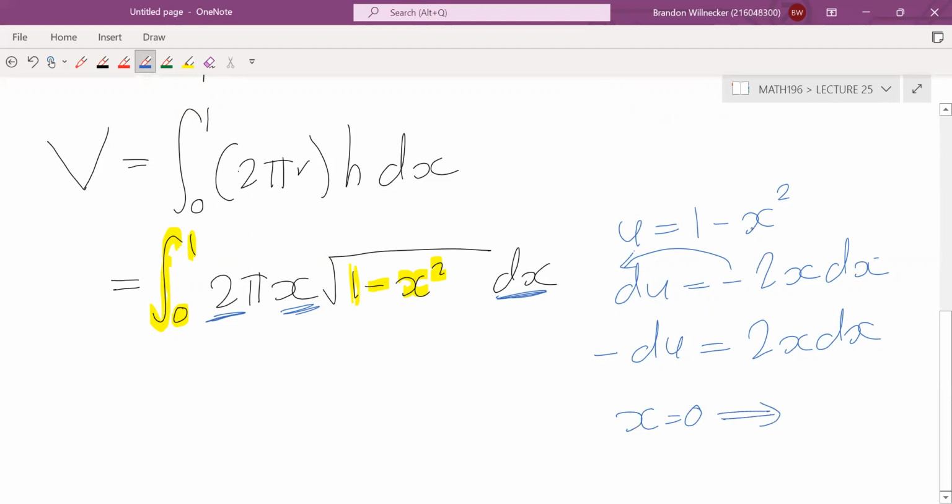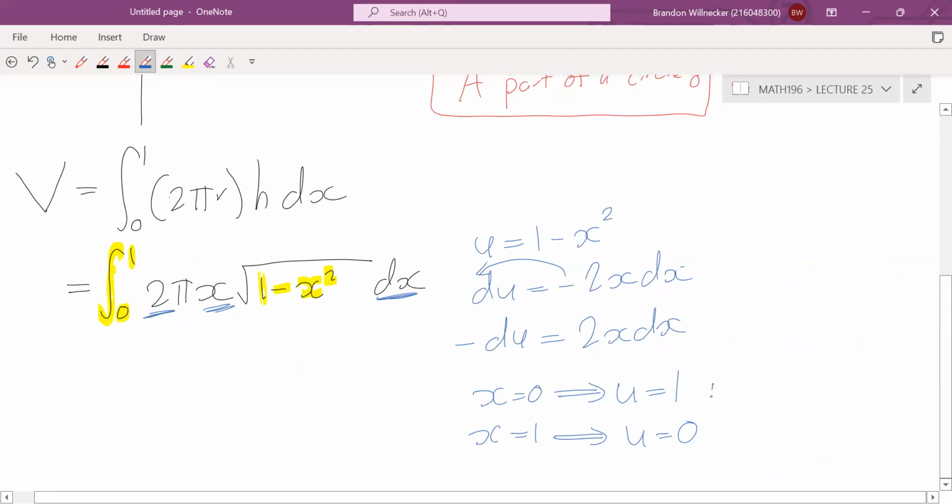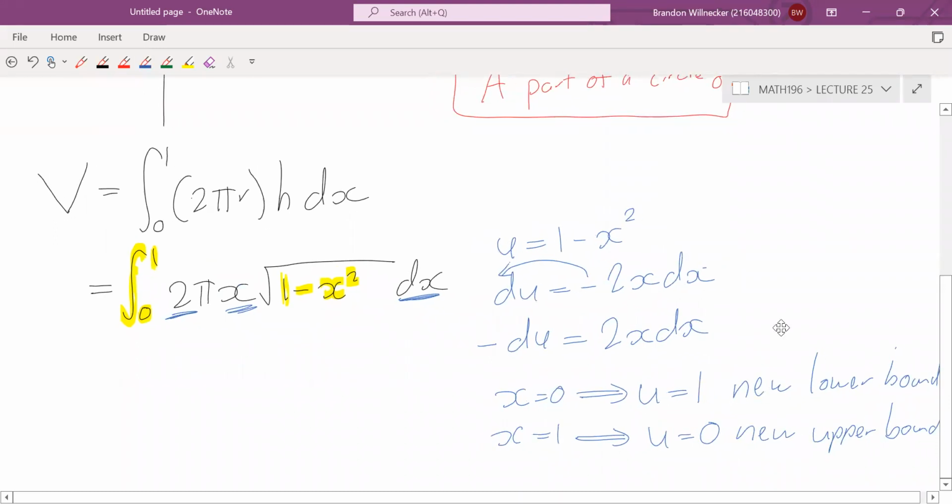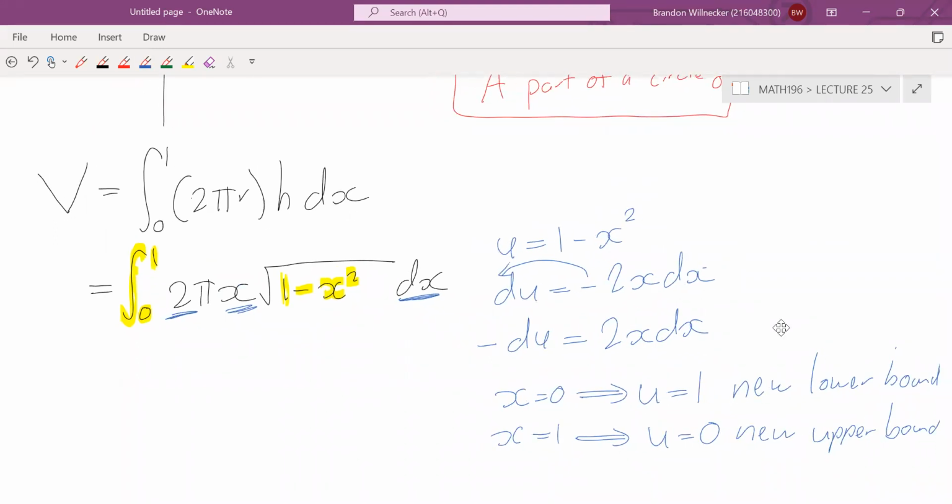So if we substitute x equals 0, we get 1 minus 0 squared. Okay, so u is going to be 1. If x equals 1, we're going to have 1 minus 1 squared. So that gives us u is equal to 0. So this gives us our new lower bound and our new upper bound. Okay, so that's everything we need for the u substitution.